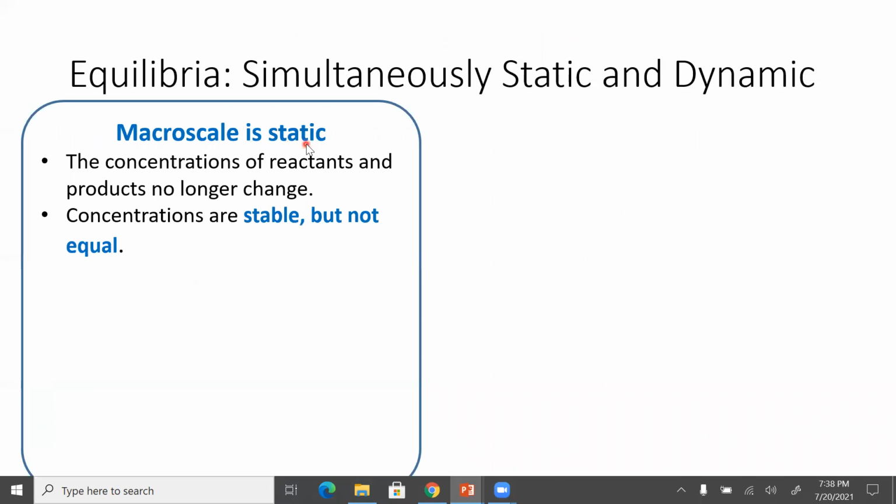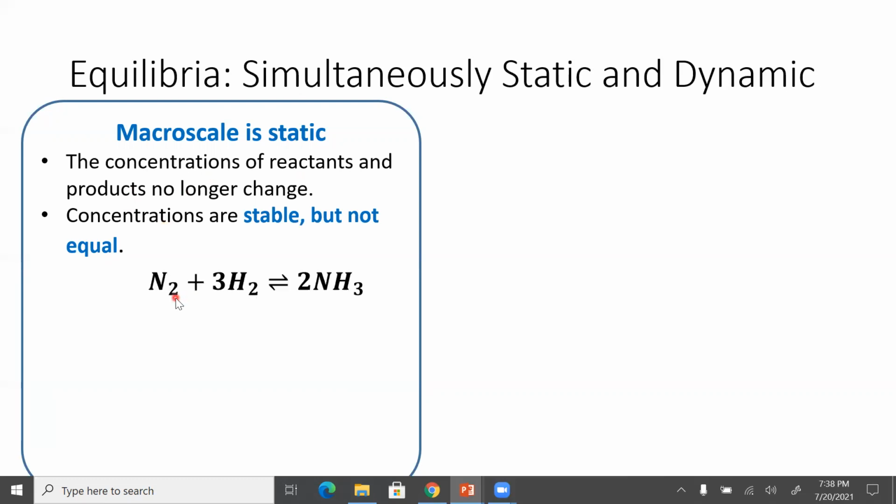It would be static. The concentration of the reactants is a constant. The concentration of the products is a constant. They're not necessarily equal to each other, but they're not changing, so we wouldn't see anything with the naked eye.